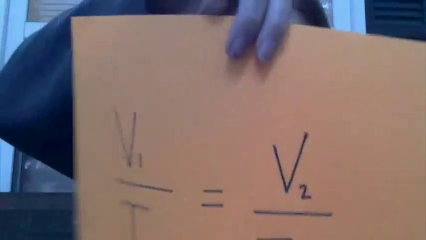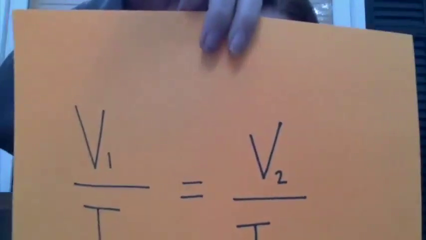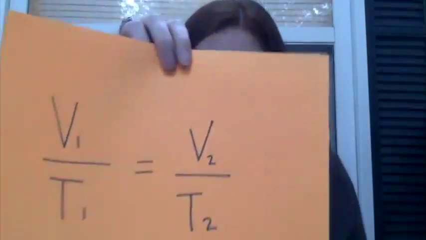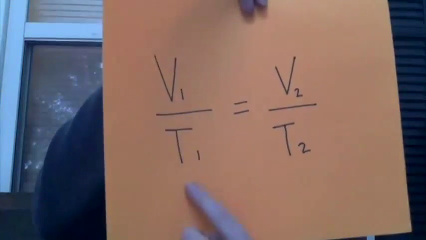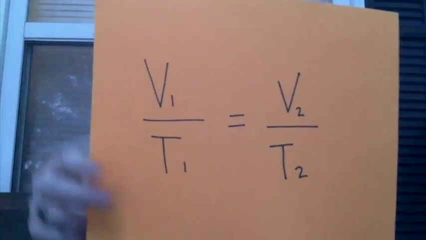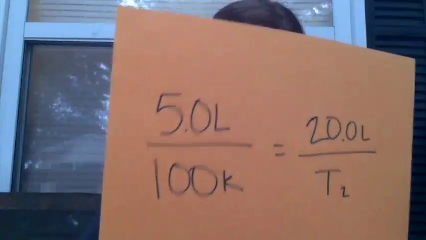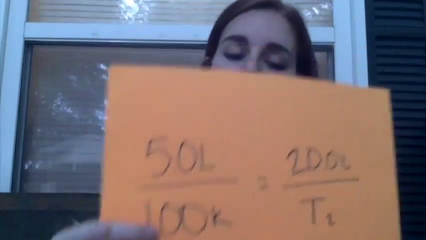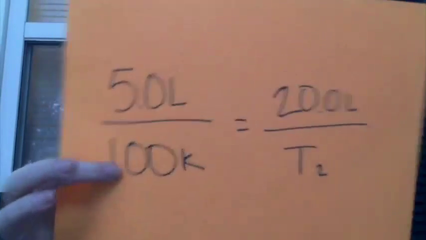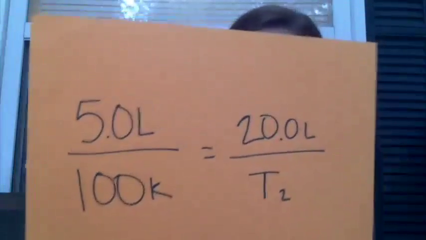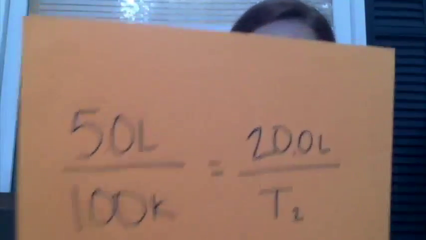Well, the formula for Charles's Law is V1 over T1 equals V2 over T2. V1 and T1 are the starting volume and temperature. V2 and T2 are the final volume and temperature. We can substitute V1 for 5 liters. We can substitute T1 for 100 Kelvin. We can substitute V2 for 20 liters, and T2 is what we are trying to find.